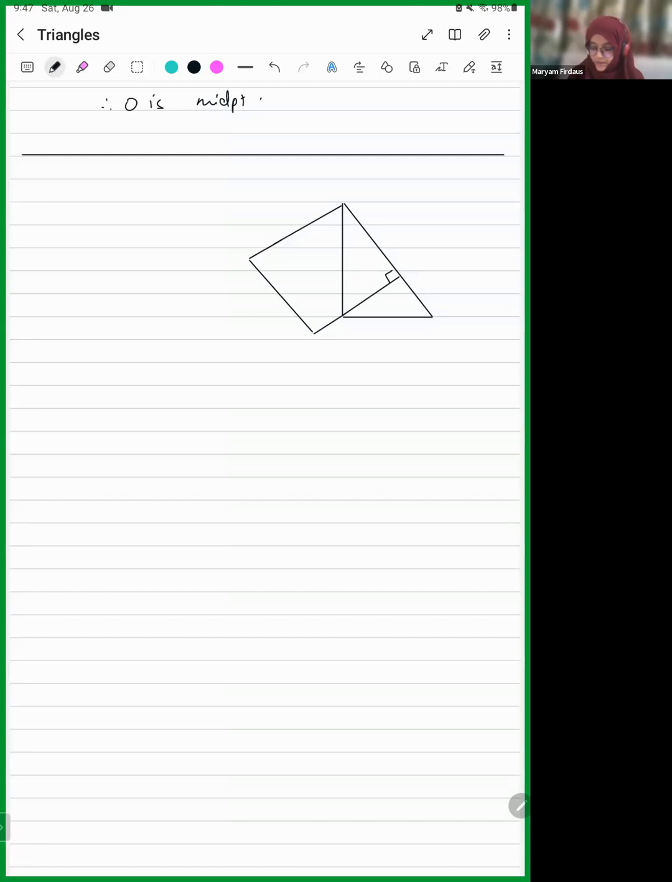This doesn't look like 90 degrees because I have not drawn it properly, but it is a square. So this is A, B, C, and D. I'm sorry that it doesn't look like a square. It just looks like a quadrilateral, but it's supposed to be a square. ABCD is a square, and M is the midpoint of AB.